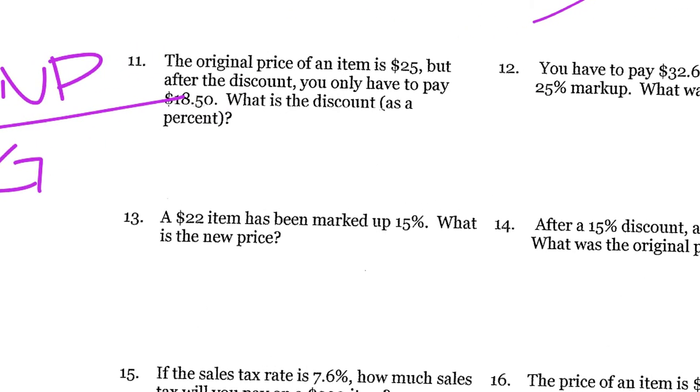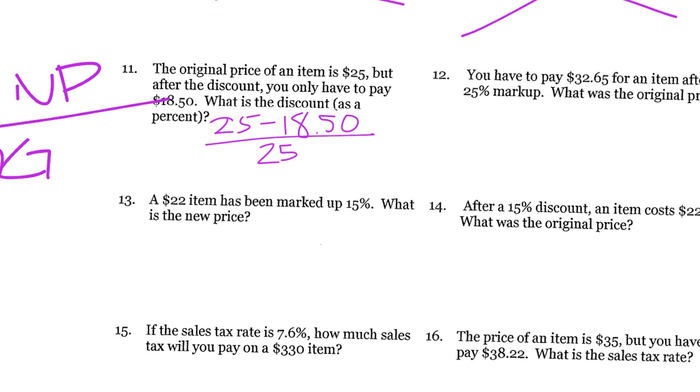This is that the old, or the OG, price minus the new price. This was our new lesson, divided by the OG is going to give us a decimal, which then will get us a percent. So the original price of an item was $25 minus the $18.50, and then we're going to divide that by the original price.